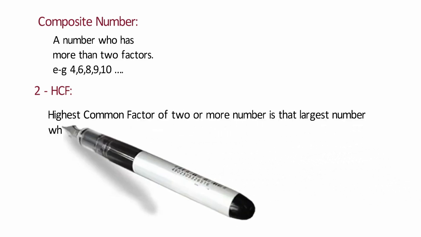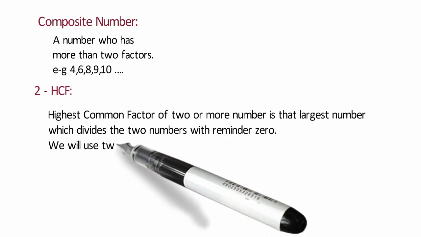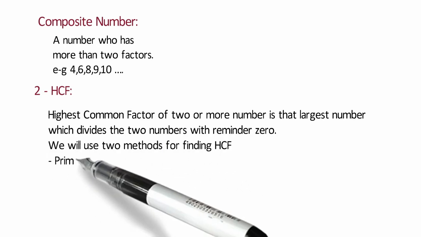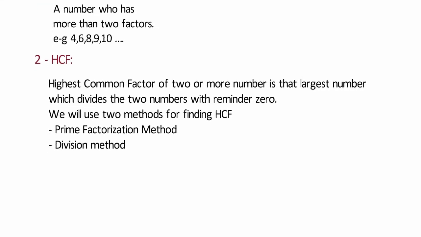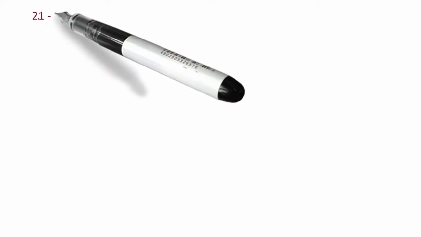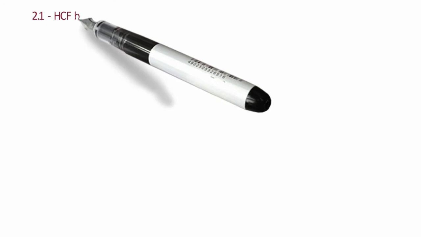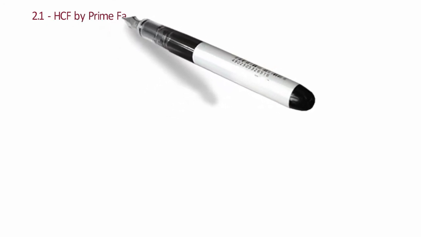HCF, the highest common factor of two or more numbers, is the largest number which divides the numbers with remainder 0. We will use two methods for finding HCF: prime factorization method and division method. HCF by prime factorization.